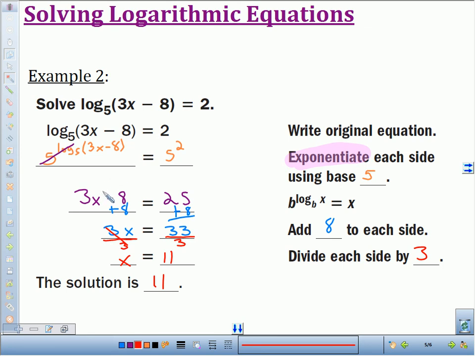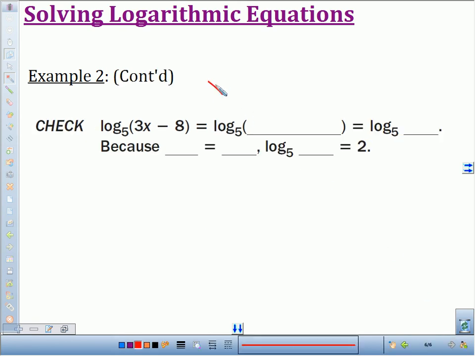We still have to check that because we still have to make sure that it actually works. So let's do that. Let's check. We're saying that x equals 11. So we'll plug it in, see what happens. We'll have 3 times 11 minus 8. Well, 3 times 11, of course, is 33. 33 minus 8 is 25.